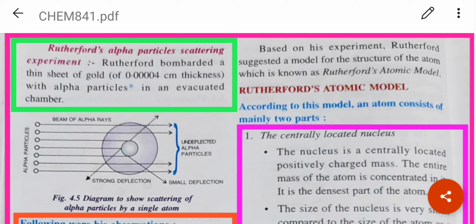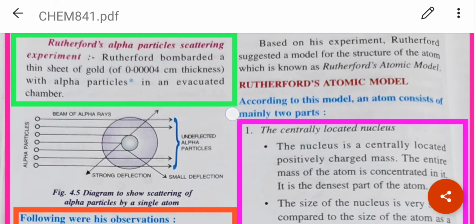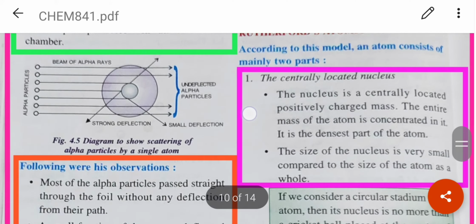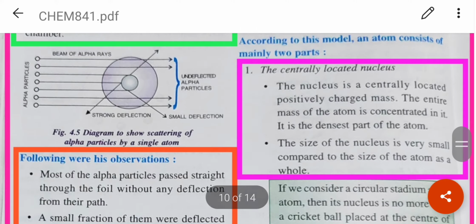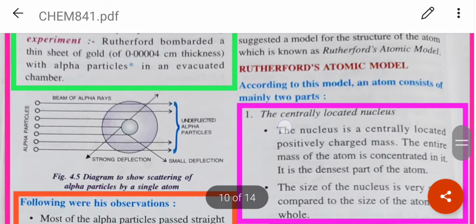Now what are alpha particles? They are doubly charged helium ions. So he bombarded a thin sheet of gold. You can see how thin it is, 0.4 by 0.4 centimeter thickness. Okay, with alpha particles in an evacuated chamber. So you can see these are the beam of alpha particles. Okay, and this is the gold foil.